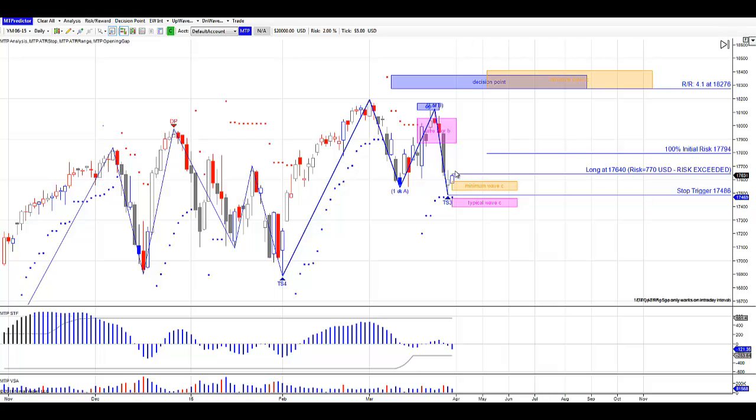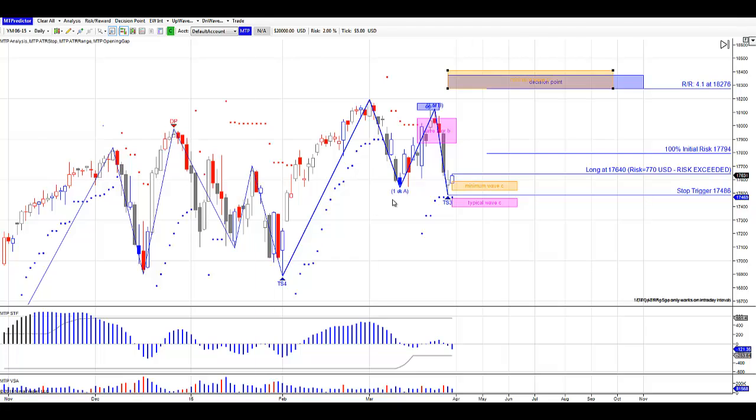Alright, so we'll see if this gets taken in this week, maybe on Monday. The target there is also a decision point resistance off of the last swing high, so we've got overlapping resistance at the target there, which also would be a new high.